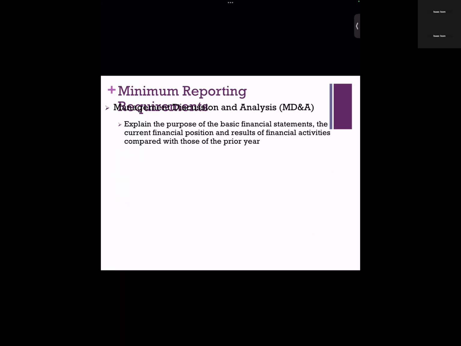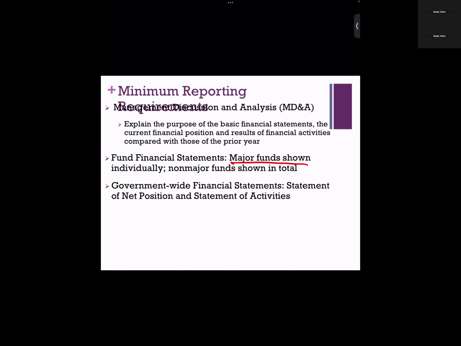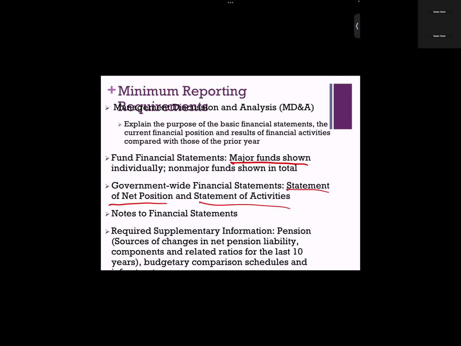So, minimum reporting requirements. I already covered this anyway. MD&A, fund financial statements: we need to show our major funds individually. Non-major funds are shown in aggregate. Government-wide financial statements: you have a statement of net position, like a balance sheet, and a statement of activities. And then notes to the financial statements and required supplementary information. Some of the information included here is the sources of changes in net pension liability, components and related ratios for the last 10 years, and budgetary comparison schedules.